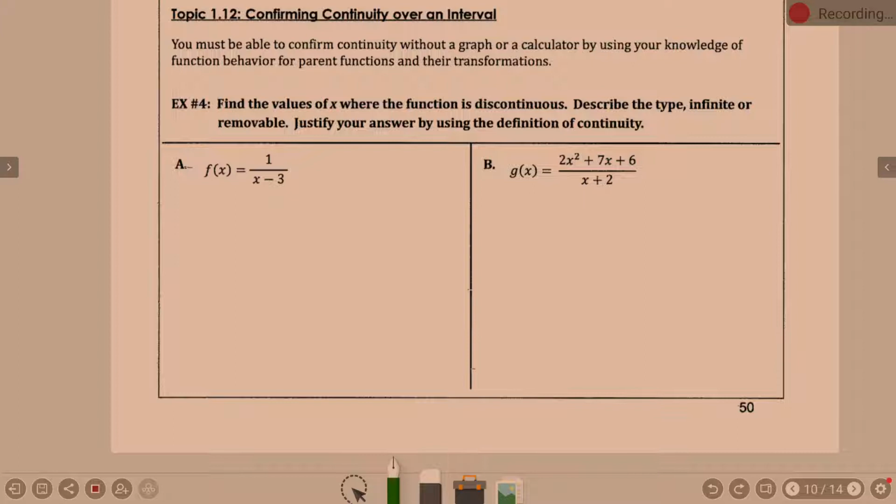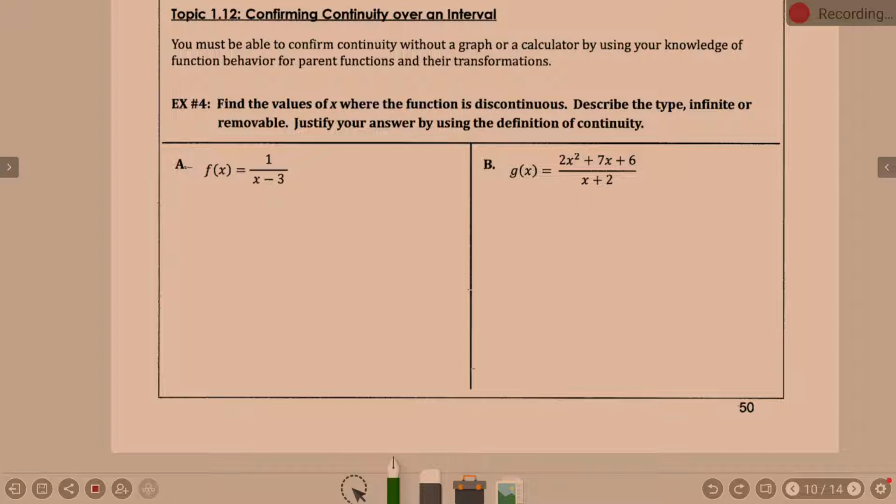Confirming continuity on an interval. You must be able to confirm continuity without a graph or calculator, which is really what we've been focusing on, by using your knowledge of function behavior for parent functions and their transformations. So basically, it's how do we figure out the whole continuity thing without having a graph to rely on. So when you're on that non-calculator part of the AP test, that we're all just going to love, right? We're all excited about taking away that baby, right? Okay. How do we do it?